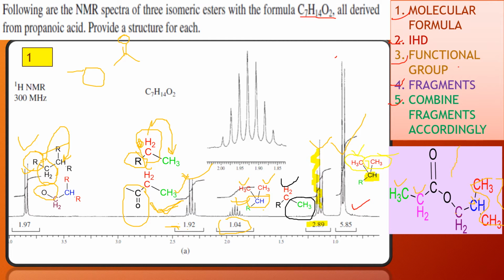So if you hydrolyze it, what will happen? A hydroxyl group comes and attaches to this group and it will become what? Propanoic acid. So it means that it is the product of what? It is the product of propanoic acid plus isobutyl alcohol.